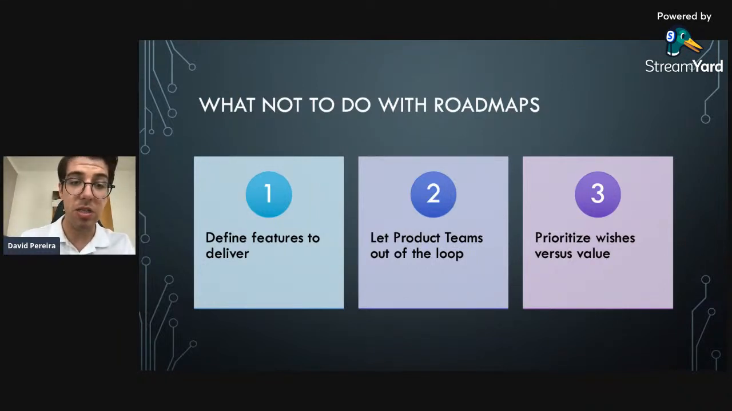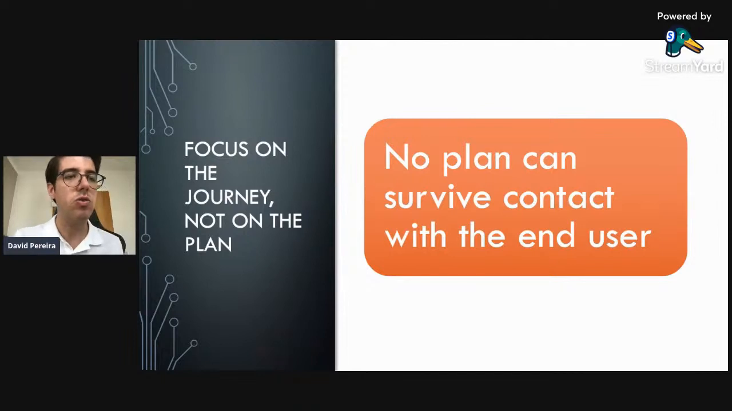We need something different than that to make roadmaps successful. And what is important? Important is you focus on the journey, not on the plan. And it's so easy to say we are agile, and then what we do the most is to create plans to deliver our content, to deliver our product. And there's something from the military that is no plan can survive the extent contact with the enemy. And for me, it's like this: no plan can survive contact with the end user.